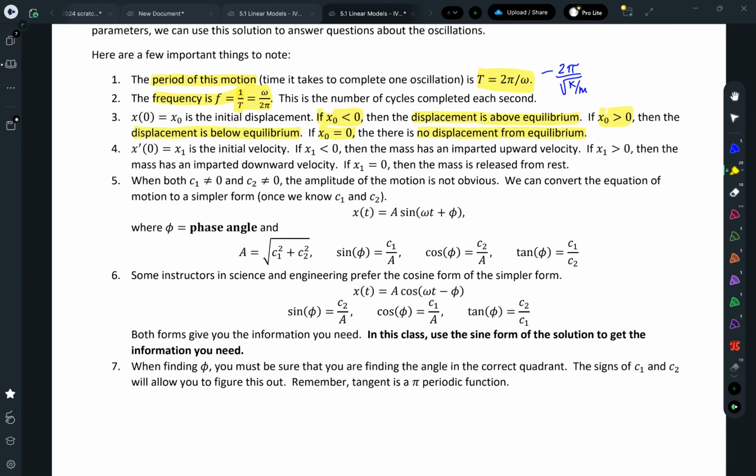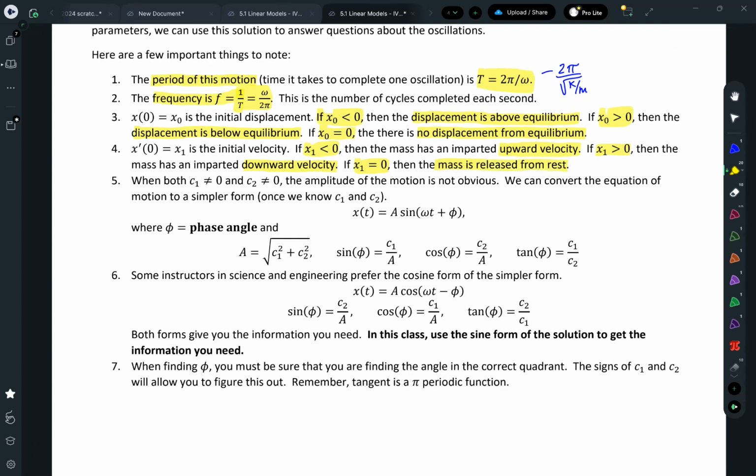X prime of 0 is equal to x1, and this is the initial velocity. And if x1, the initial velocity, is less than 0, then the mass has an imparted upward velocity. If x1 is positive, then the mass has an imparted downward velocity. And if x1 is equal to 0, then the mass is released from rest.